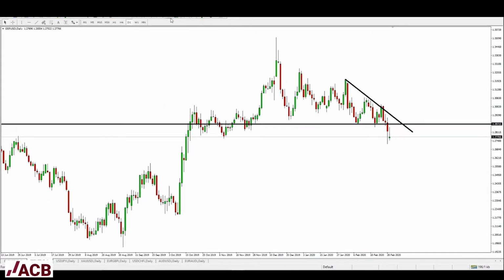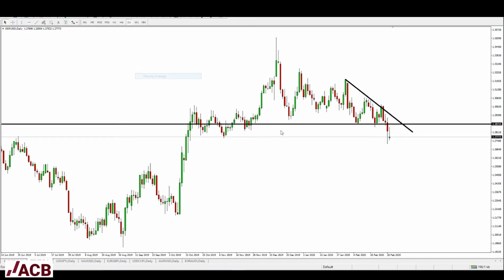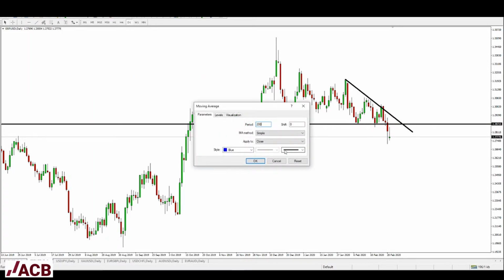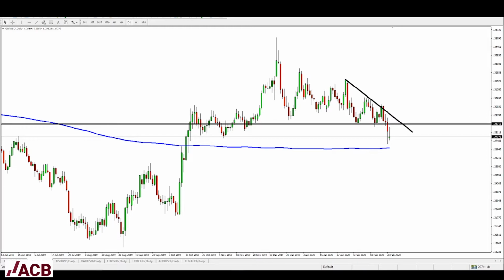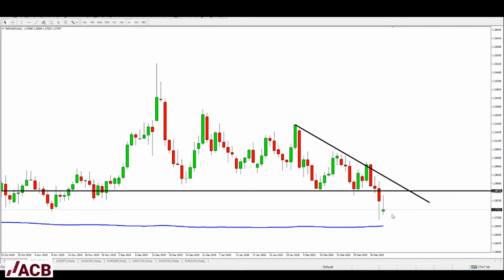I still think that it's possible that we see a move to the 200 period moving average. I'll grab that really quick. See if we can put that on the chart so we can see it. So there's the 200 period. We just came shy of it right there. I think it's possible that price makes a little bit further of a retracement down to that current level. We'll see what we get there on pound dollar.